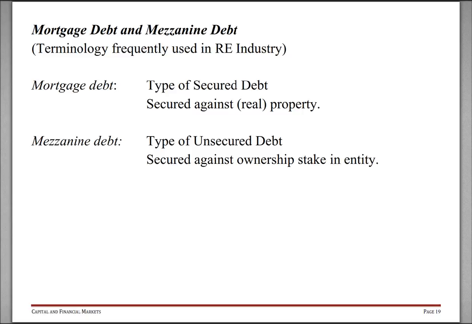Okay, a little bit of terminology frequently used in the real estate industry. Mortgage debt is clearly a type of secured debt, and the securing is done against the real property. Mezz debt, or mezzanine debt, is a type of unsecured debt, and it's really just secured against an ownership stake in the entity, not the property itself.